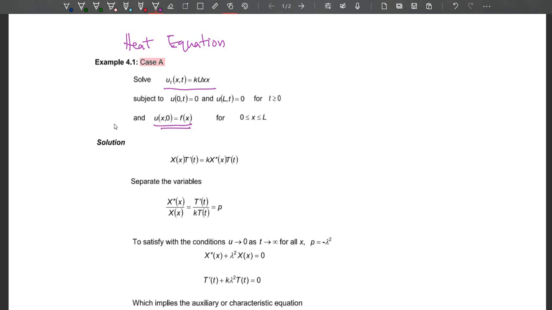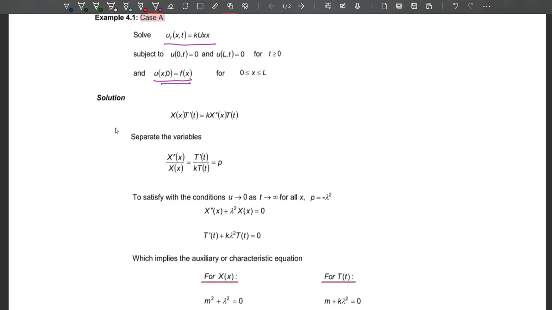The first thing we need to apply is the separation of variables. The equation that we have is u_t, which means X(x) T'(t), and k u_xx, which means k X''(x) T(t). We separate the variables, and here we have X''(x) over X(x) equal to T'(t) over k T(t) equal to p, which is a constant.